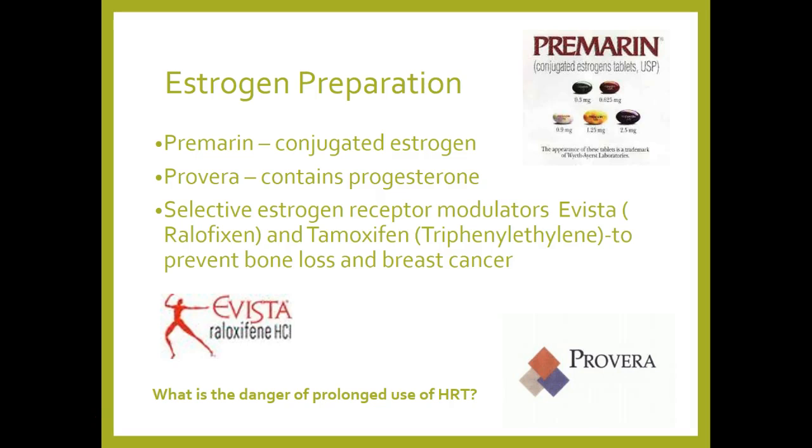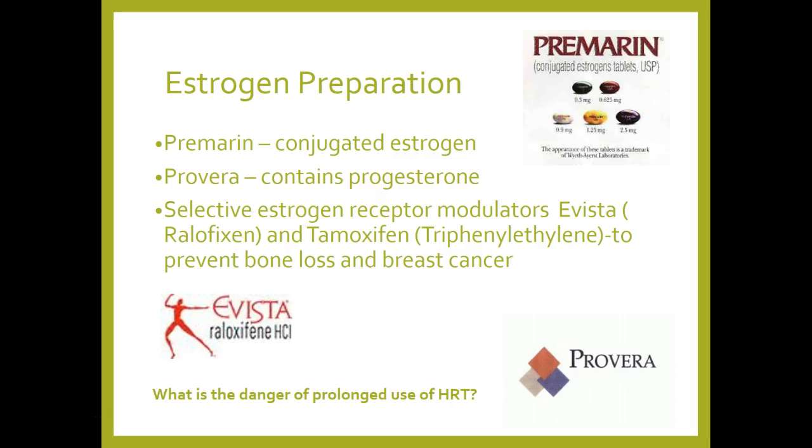So this is a few types of estrogen preparations that you might find patients on. This is hormone replacement therapy. Premarin is a conjugated estrogen. Provera is also an estrogen preparation, but that contains progesterone. The conjugated estrogen, such as Premarin, is just a mixture of several different types of estrogens.